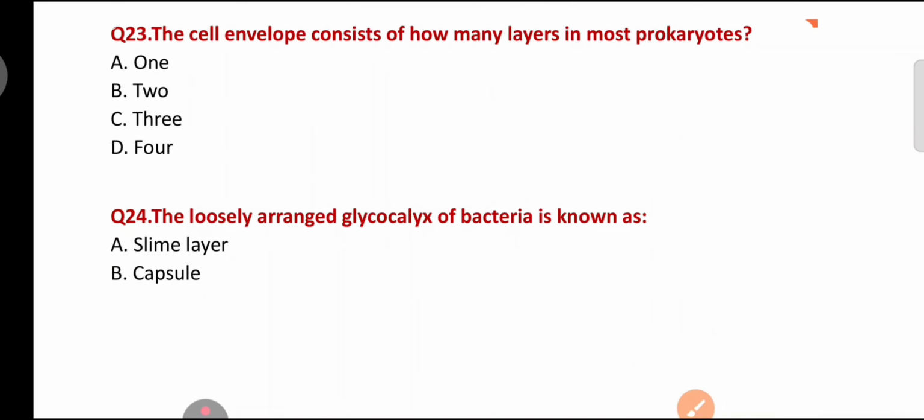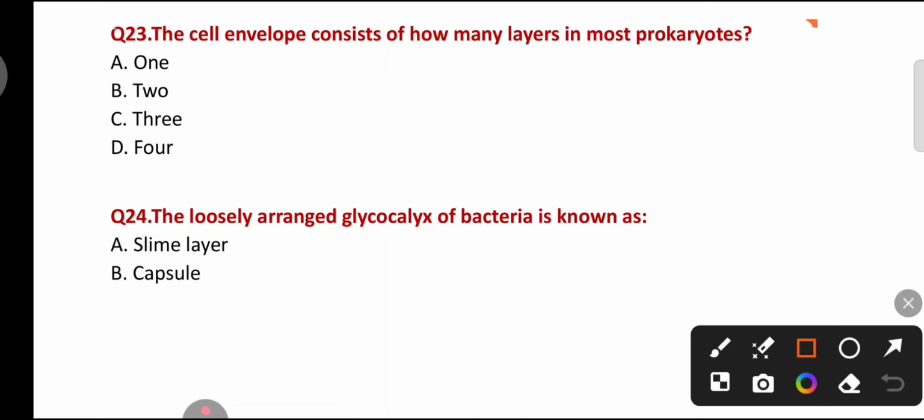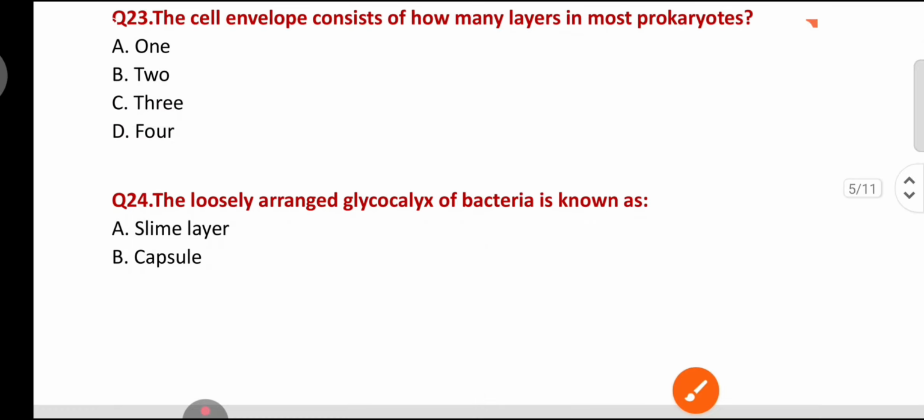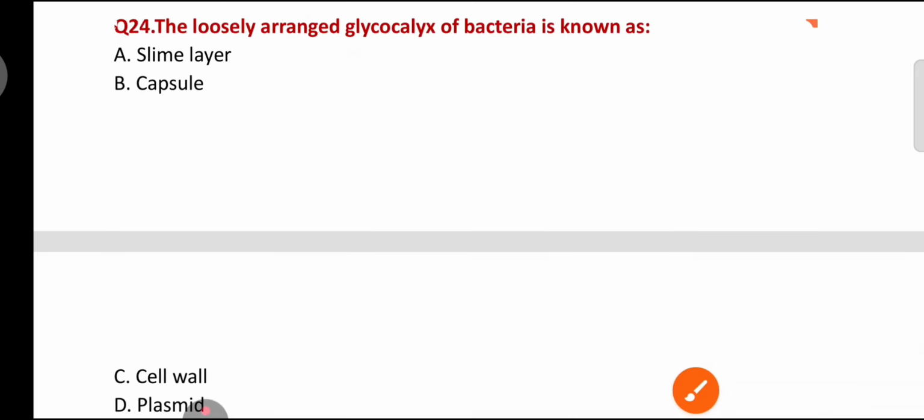The cell envelope consists of how many layers in most prokaryotes? 1, 2, 3, 4. The cell envelope consists of 3 layers in most prokaryotes. These are glycocalyx, cell wall, and plasma membrane.